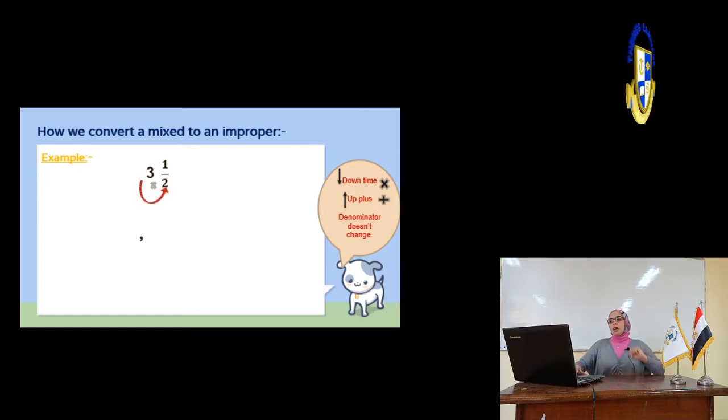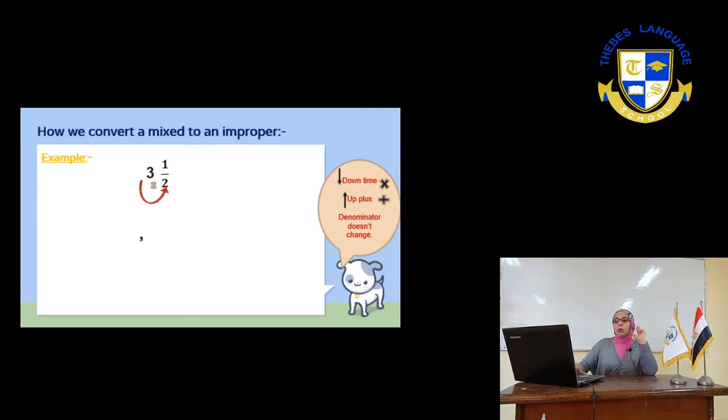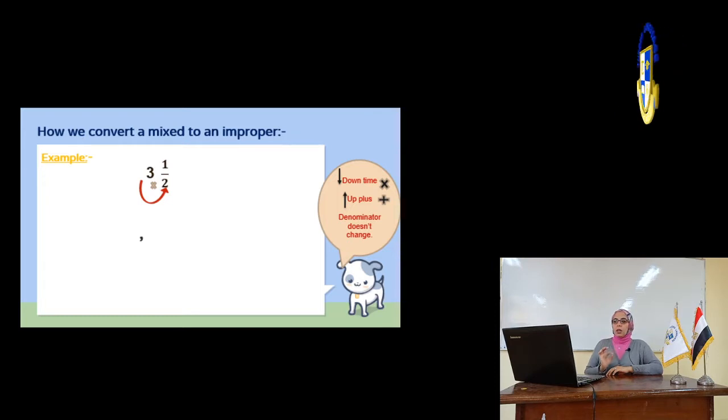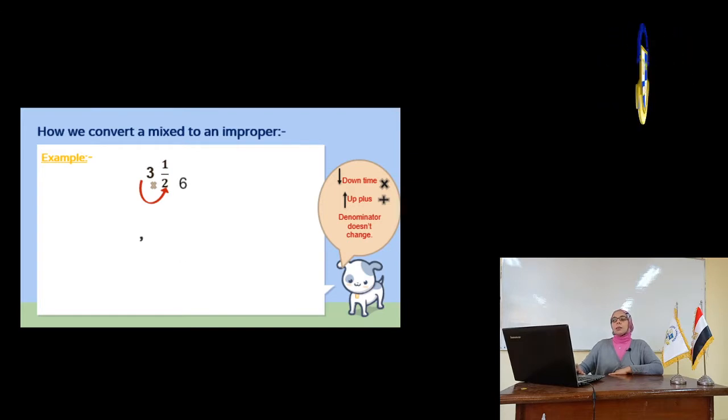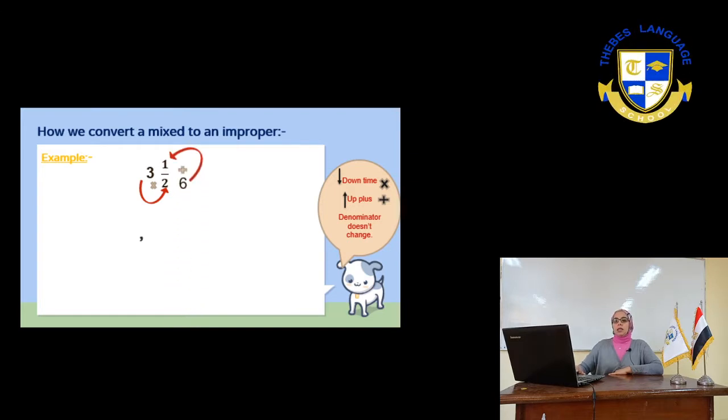If we have now 3 and 1/2, how do we convert it? At first, we must multiply 3 by 2. Take the whole down and multiply it by the denominator. 3 times 2 equals 6. 6 plus 1 will be 7. So this mixed number will be 7 over 2 to convert it into improper.